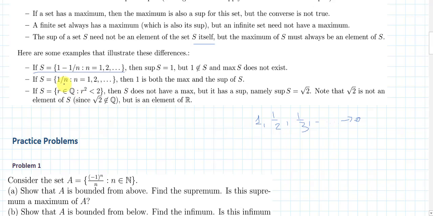And the next example, 1 over n. Here the supremum is 1, because we consider this 1, it is the greatest value. And 1 is also the maximum for this set.